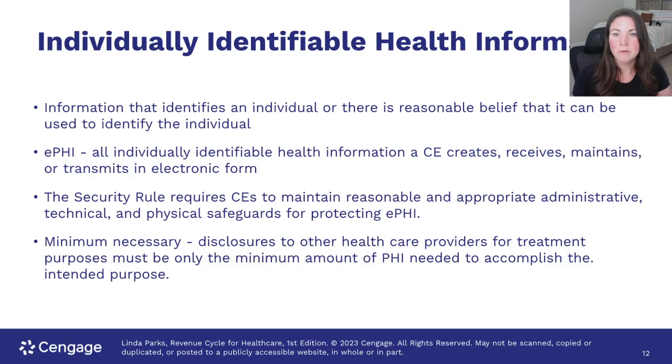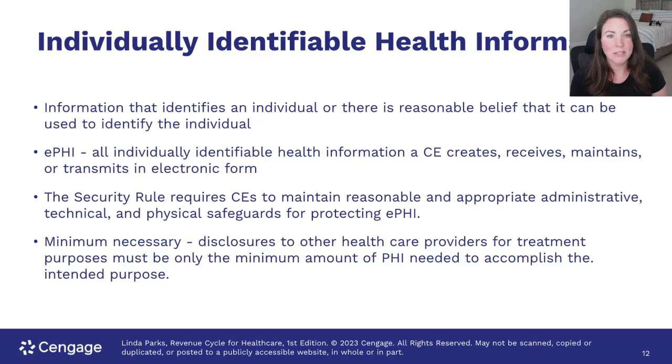Individually identifiable health information is any information that could identify someone specifically. So where the privacy rule covers PHI in all formats, the security rule specifically covers anything in electronic form, and it's referred to as ePHI. Covered entities have to have administrative, physical, and technical safeguards in place to protect ePHI.